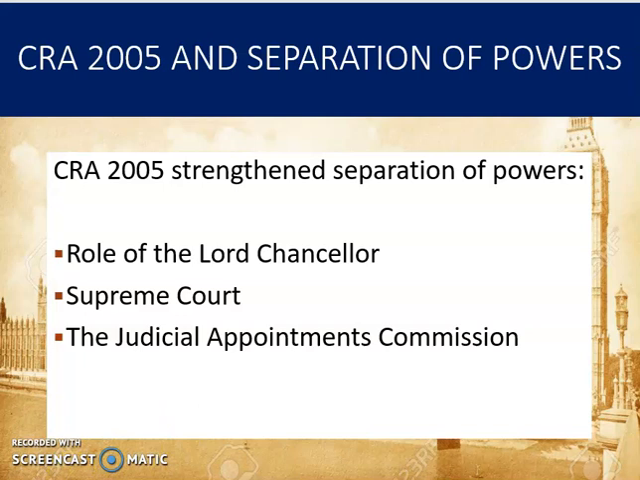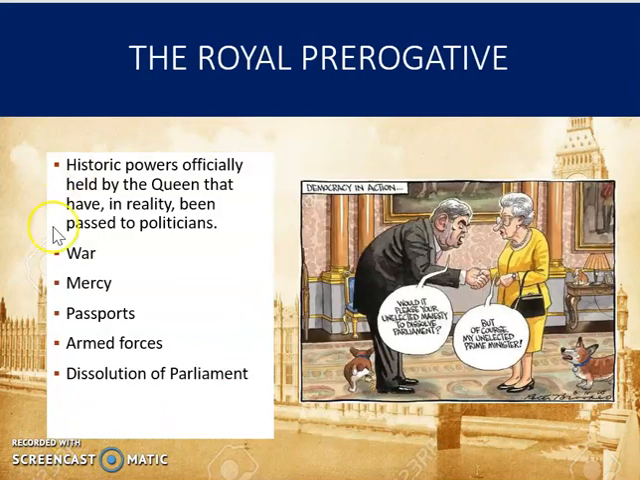And one final feature of the unwritten constitution just to be aware of is the royal prerogative, which has been defined by some sources as the special rights, powers and immunities to which the Crown alone is entitled under common law. And these are historic powers officially held by the Queen that have in reality been passed to politicians.